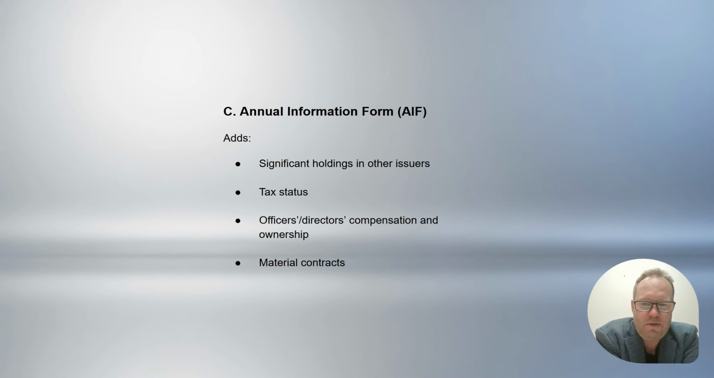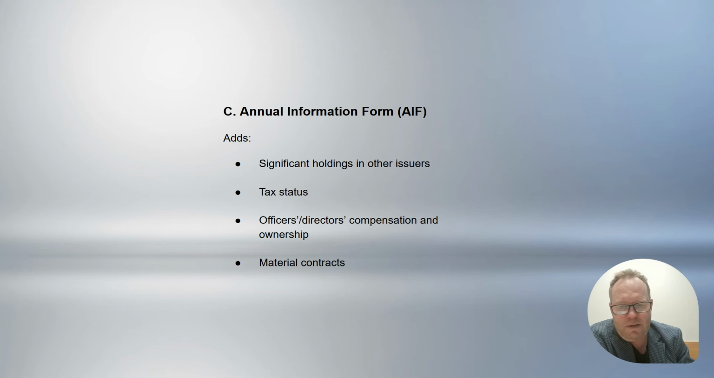And then the last, or they call it part C, the third document required to be produced for a mutual fund, is the annual information form. It adds additional detail over and above the simplified prospectus. It would discuss significant holdings in other issuers, tax status, potentially officers and directors, changes of officers and directors, compensation and ownership, and any material contracts and/or material changes from when the prospectus was filed.